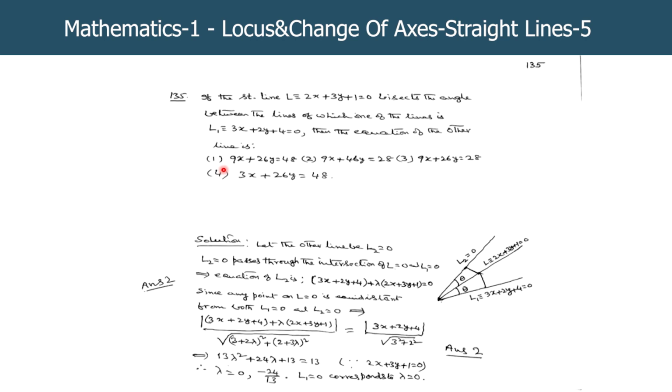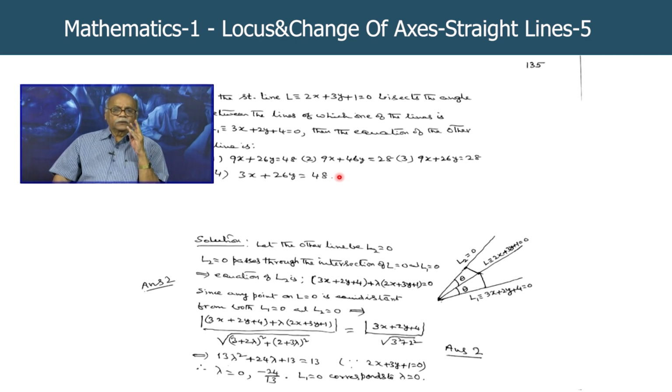135. If the straight line L equal to 2x plus 3y plus 1 equal to 0 bisects the angle between the lines of which one of the lines is L1 equal to 3x plus 2y plus 4 equal to 0, then the equation of the other line is: 1) 9x plus 26y equal to 48, 2) 9x plus 46y equal to 28, 3) 9x plus 26y equal to 28, and lastly 4) 3x plus 26y equal to 48. Now, here you will use the bisector and equation of any line.